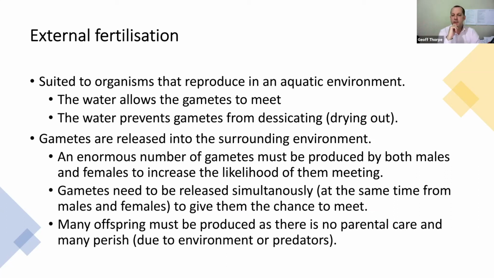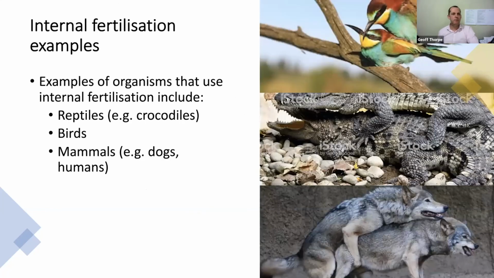The gametes need to be released simultaneously, so at the same time or as close to the same time as possible, to give them a chance to meet up. And many offspring must be produced, as there's usually no parental care, and many perish due to the environment and predators. So when the gametes fuse, the babies are on their own. They don't have their parents with them helping them out. So start with big numbers. The idea is that eventually there's going to be some left to grow to adulthood for continuity of the species.